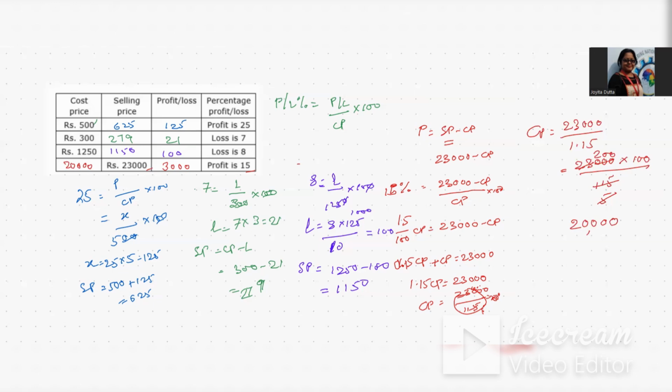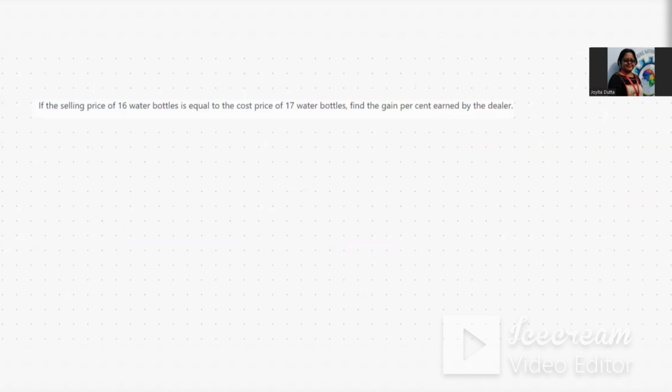Going to the next question. If the selling price of 16 water bottles is equal to the cost price of 17 water bottles, find the gain percent earned. So I can do this in a very traditional method, or I can just assume. So let us assume the cost of one water bottle is equal to rupees 100. Now, why am I talking about 100? Because I'm talking about percentage. So percentage base is 100. So what is the cost of 16 water bottles? It is rupees 1600.